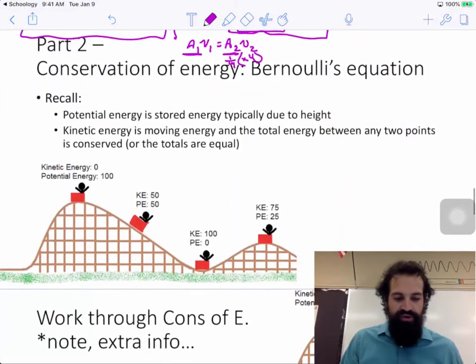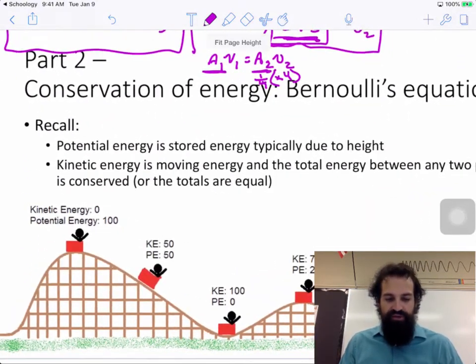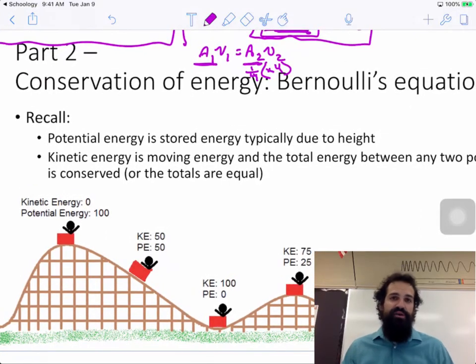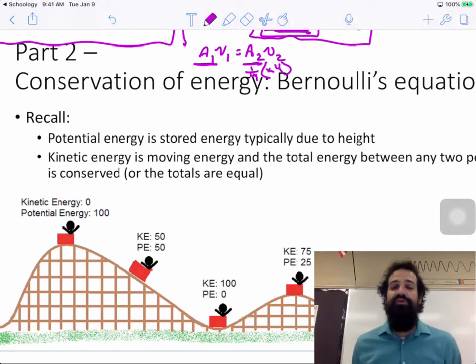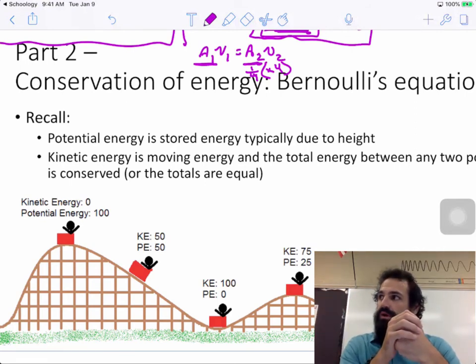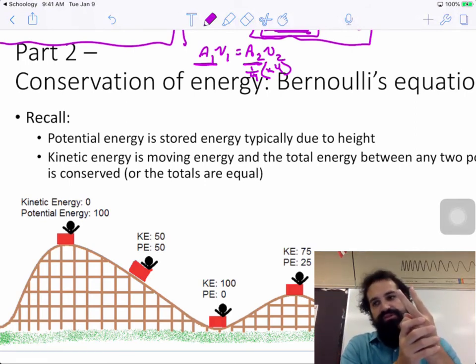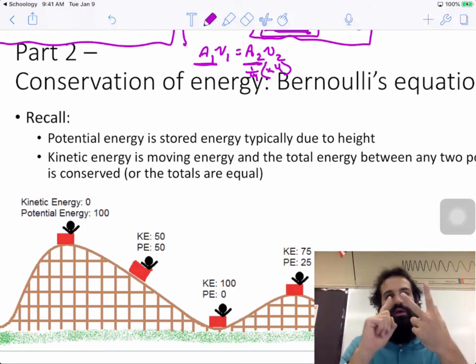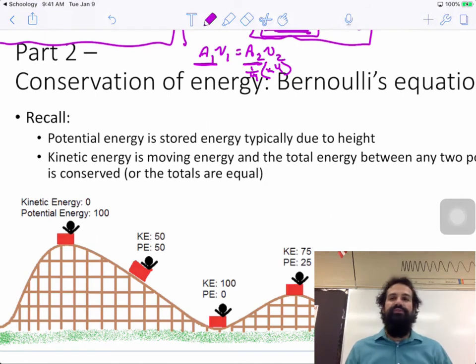So now let's get into part 2, and we're going to go back a little bit and discuss conservation of energy and then apply it to this. You guys have heard energy can never be created or destroyed. It can only be converted from one form to another. The two main types of energy we've always discussed are potential energy and kinetic energy, where potential energy is stored energy, usually in physics class due to height, and kinetic energy is moving energy.